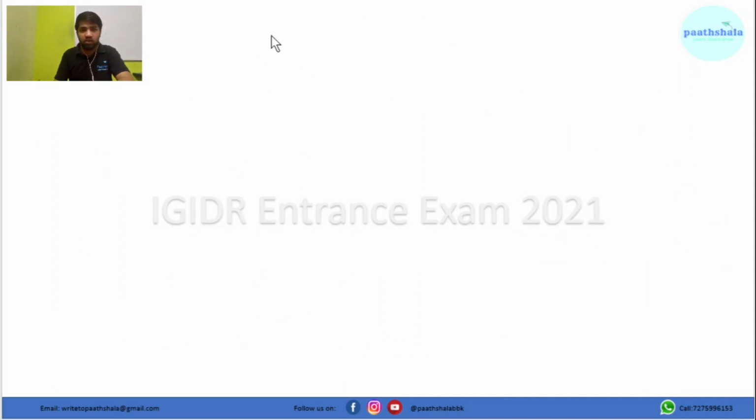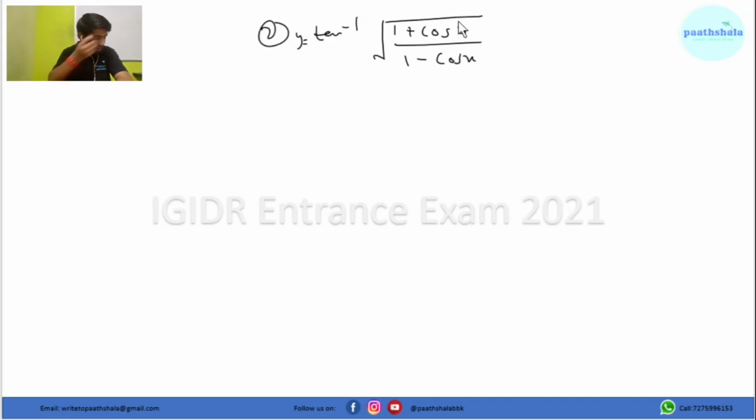Let's move to example number 2. That is y equals tan inverse of the square root of (1 + cos x) upon (1 - cos x). Okay, so this is the question. In order to solve this question, I am going to use the half angle formula first.